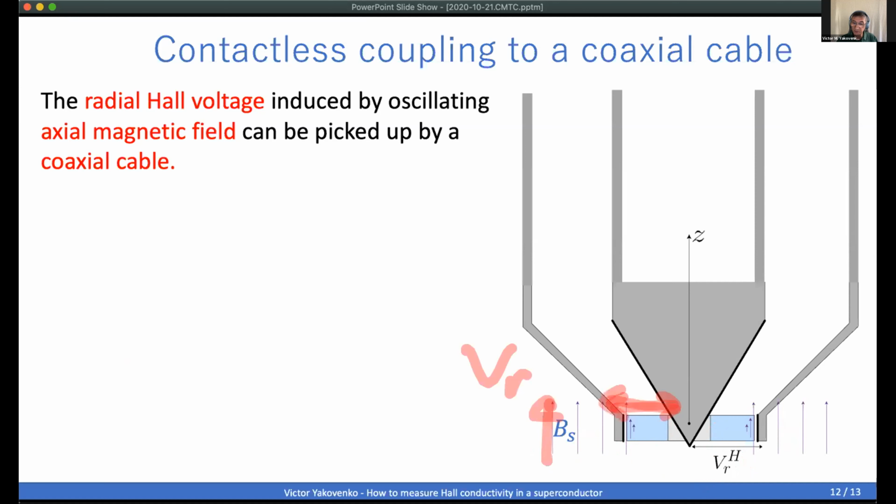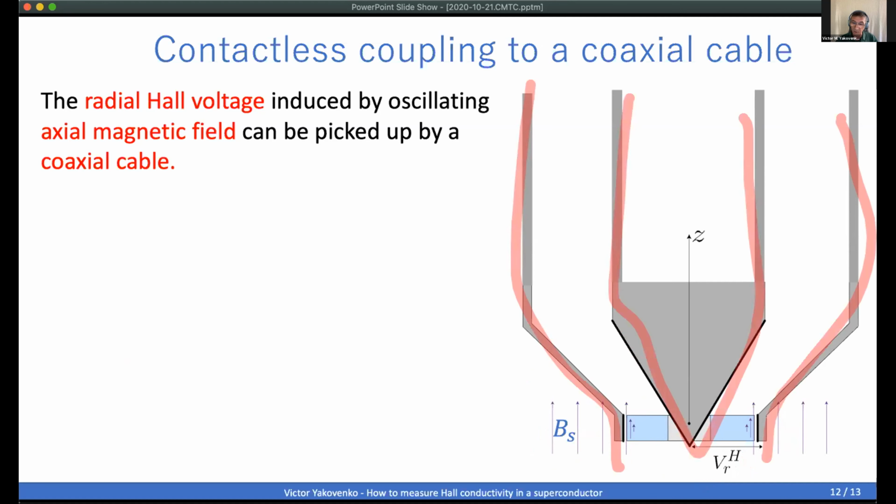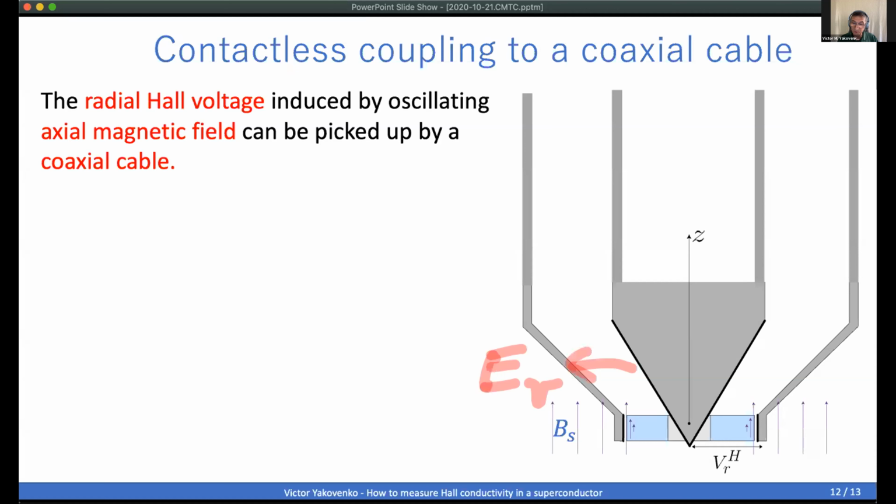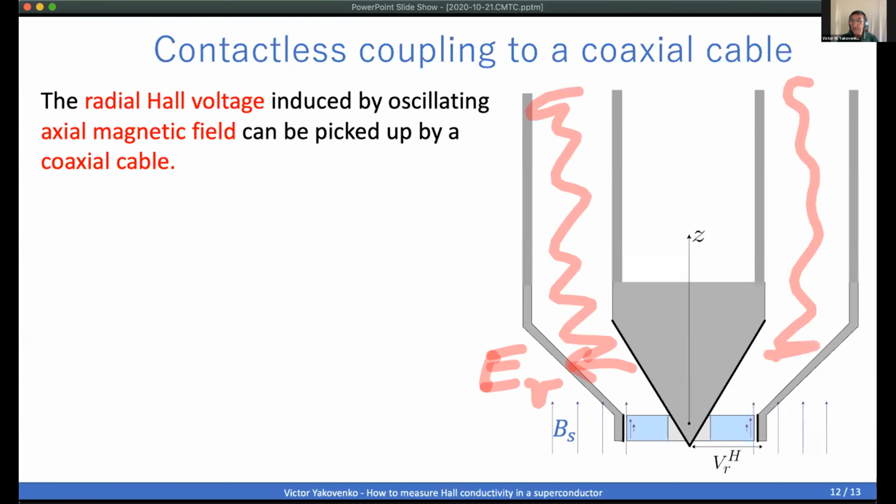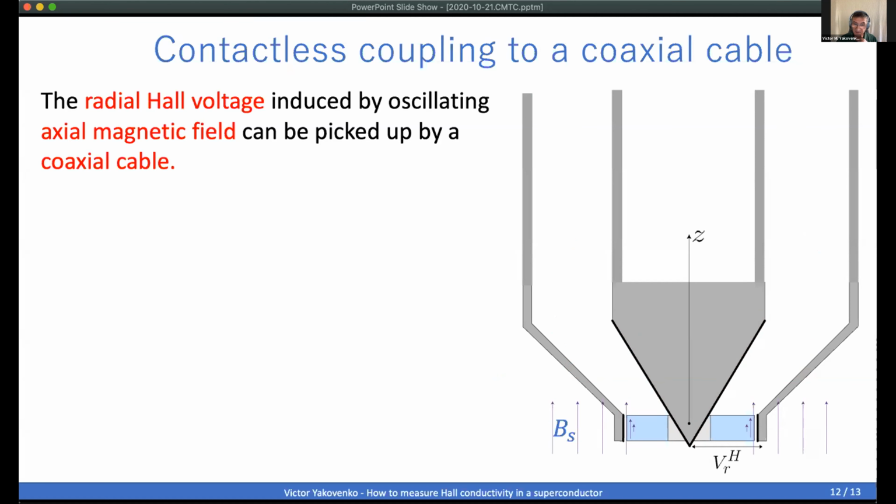The idea is we have a radial electric field E, okay? And then we connect the system to a coaxial cable. So this is the coaxial cable. This is a central rod, and this is the outer part. And the idea is, I teach upper level undergraduate electrodynamics: in a coaxial cable, if you have a radial electric field, then it induces a propagating electromagnetic wave. So this is a contactless measurement. There's actually no electric contact. This thick line is supposed to represent insulating contacts. So once you have an oscillating electric field, it will induce an electromagnetic wave propagating on the cable, and then you pick it up, amplify, etc., and do the measurement.